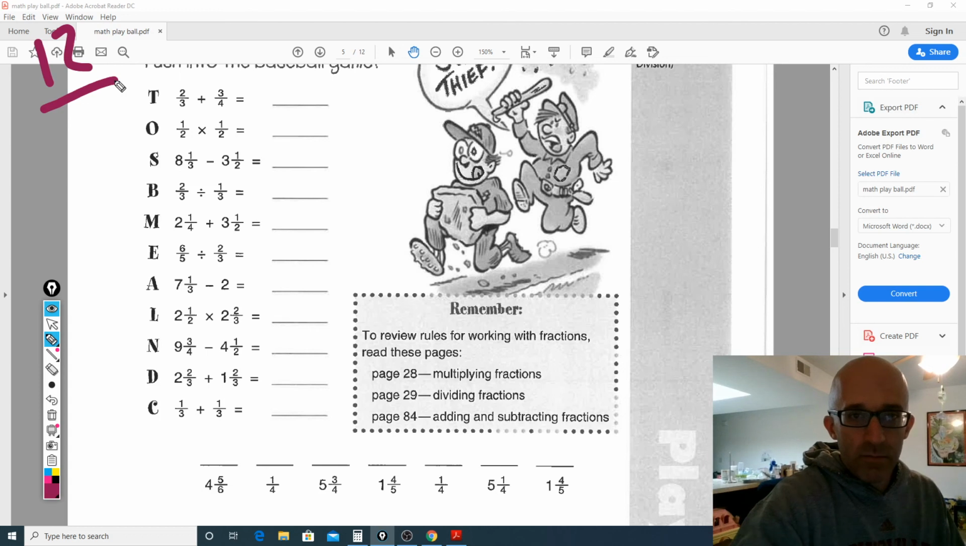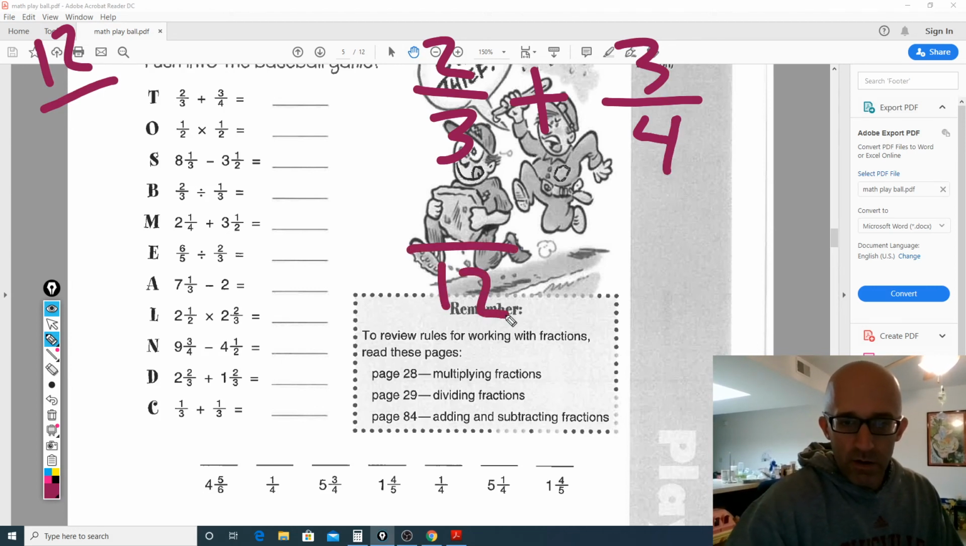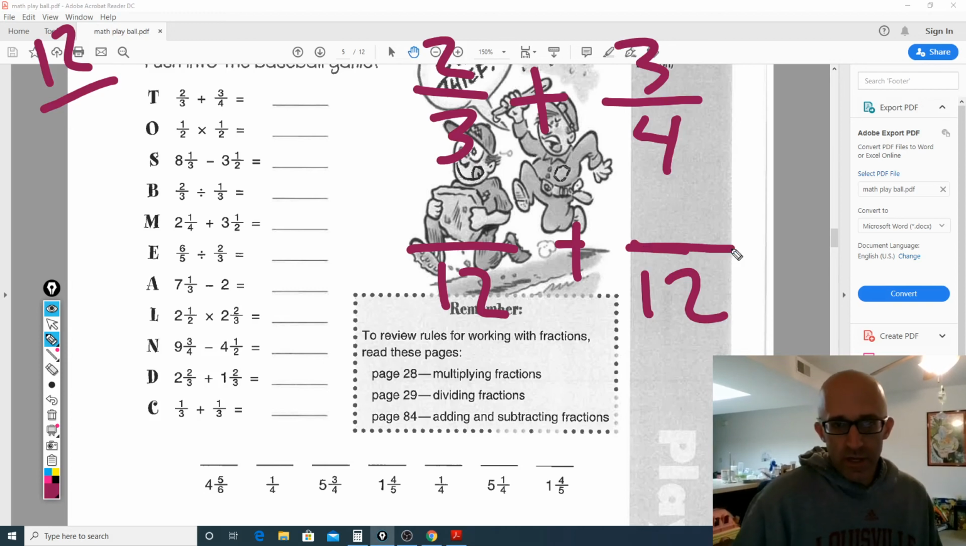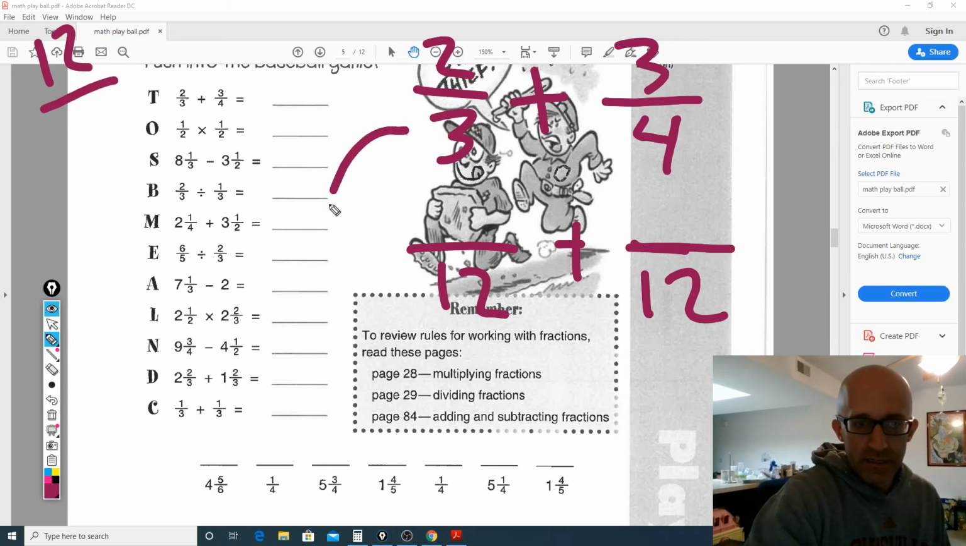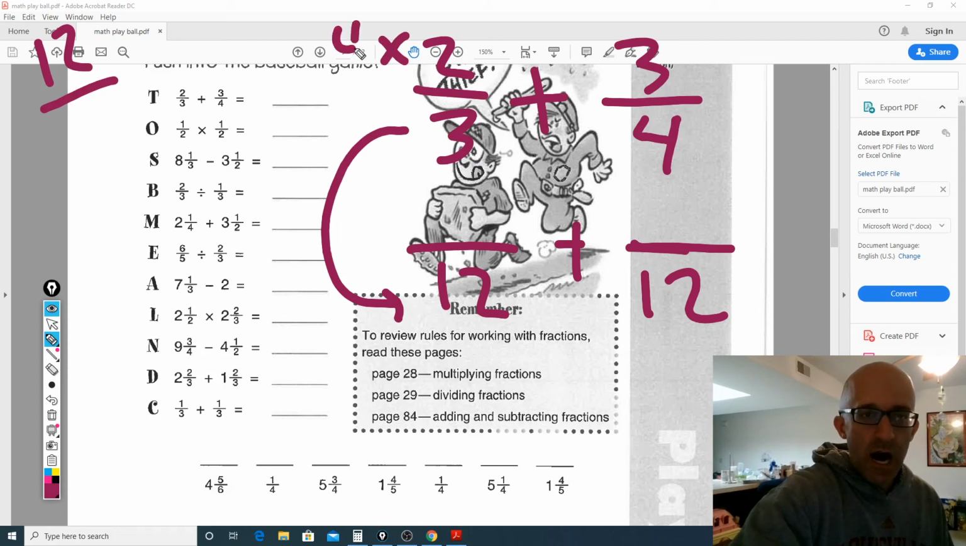So let's go back to our problem. 2/3 plus 3/4. Our least common multiple is 12. So you say to yourself, 3 times what gives you 12? Well, 3 times 4 gives us 12. What you do to the bottom, you're also going to do to the top. Well, what's 4 times 2? 4 times 2 is 8.